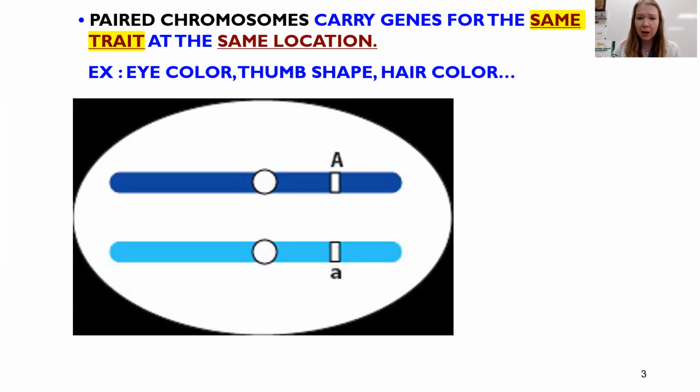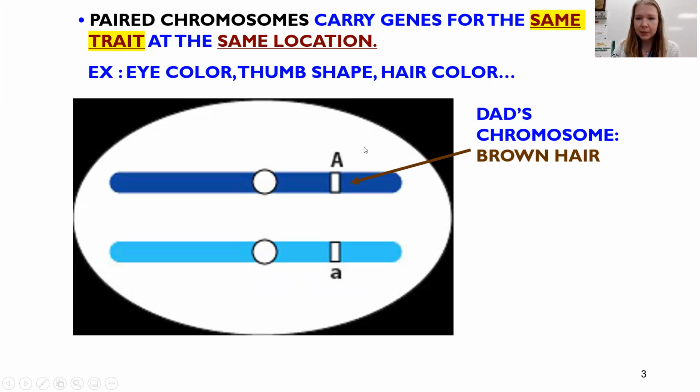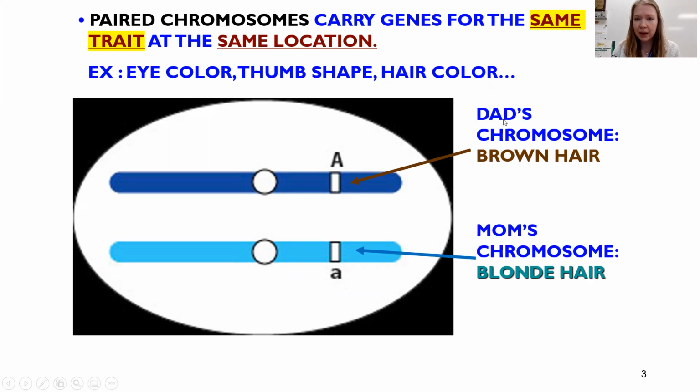And so if we look at our paired chromosomes that we have here, we have one from your dad and one from your mom. And on the dad's chromosome, he has the trait for brown hair, and your mom's chromosome has the trait for blonde hair. Now, obviously, we don't go walking around with two colors of hair split down the middle. You're typically only displaying one, and which trait is being displayed, we'll talk about further along in this presentation.